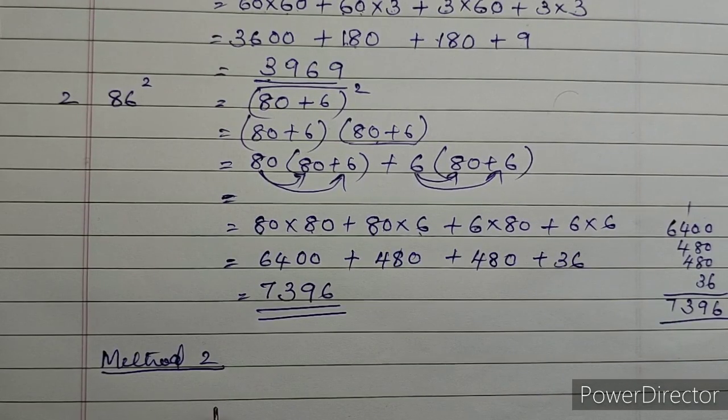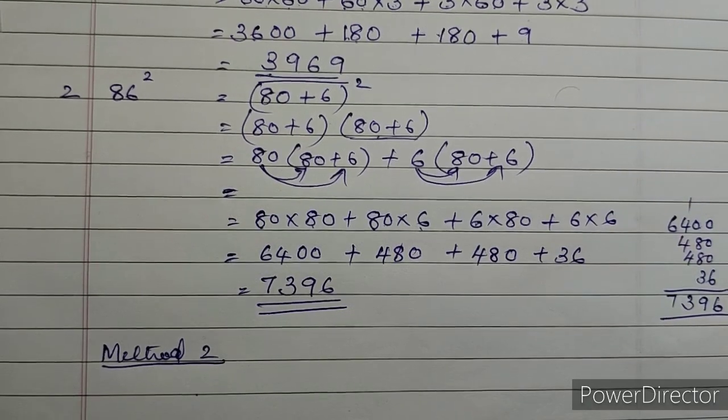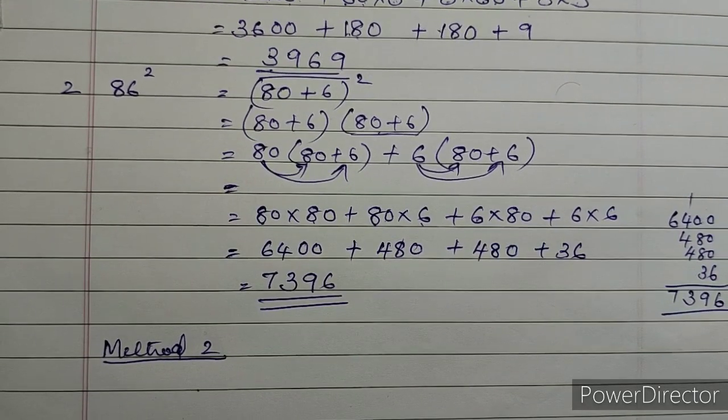Now second method, method 2. This method is applicable for only the numbers ending with 5, like 75, 25, 95, 115, like that. Those numbers square how to find by using this method that we are going to see. Now, so unit place digit will be 5. If unit place digit is 5 means the ending number will be 25.